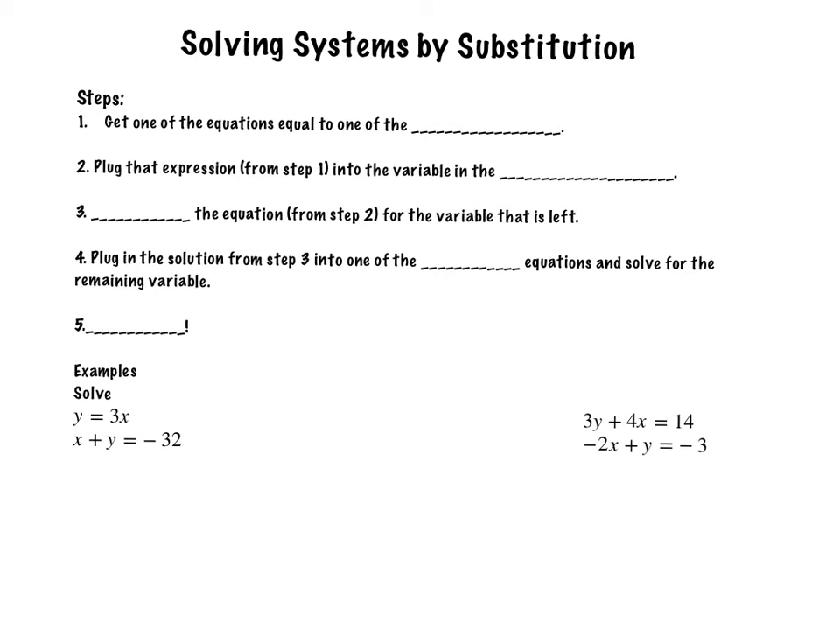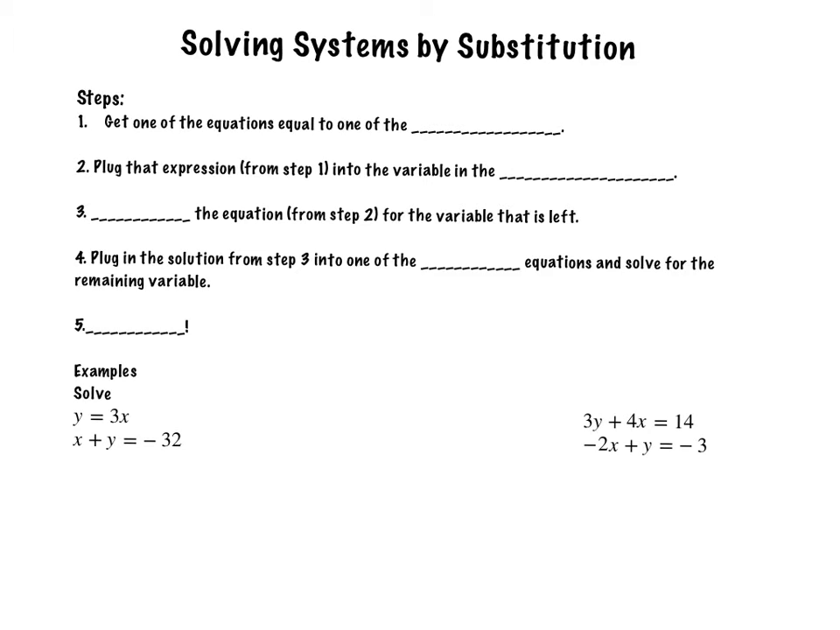So solving systems by substitution takes a little more work than graphing, but sometimes it's easier to do substitution than it is to graph, because graphing can take a long time, or maybe the points aren't going to intersect on a normal graph. They might be at really big numbers. So substitution allows us to look at and say, okay, how do I do this without a graph?